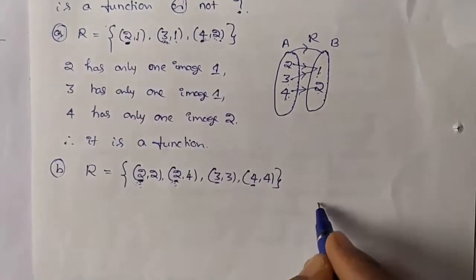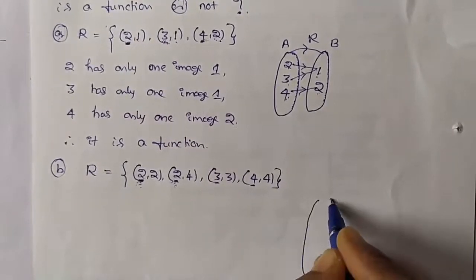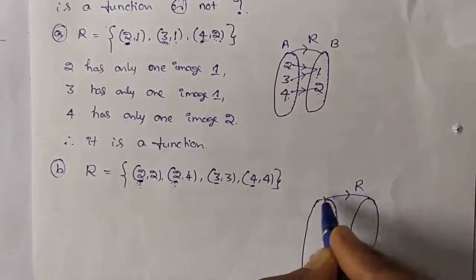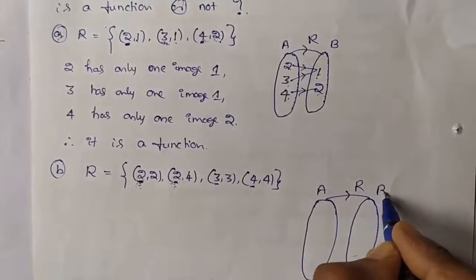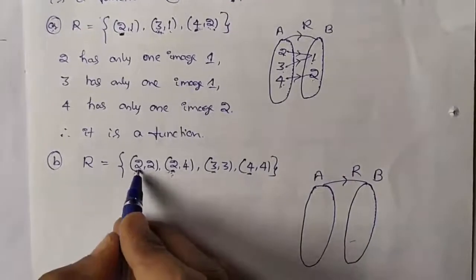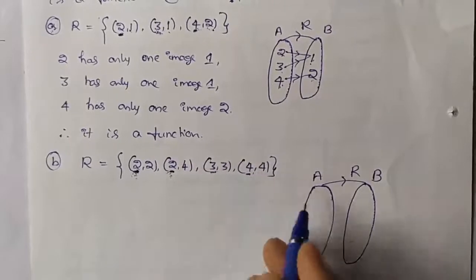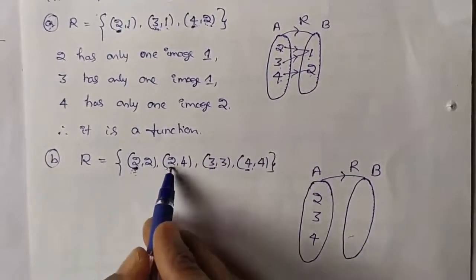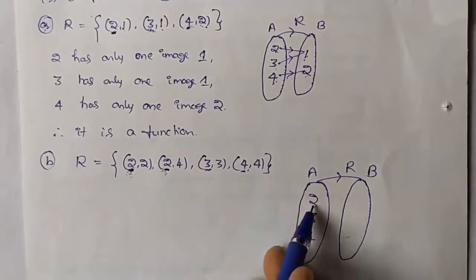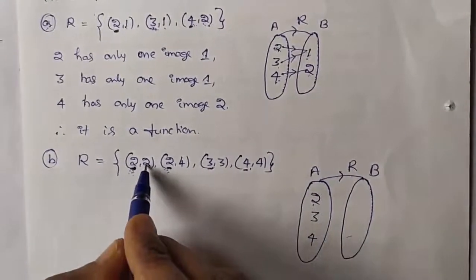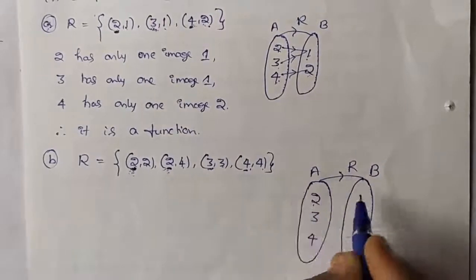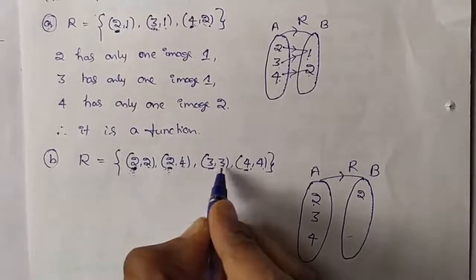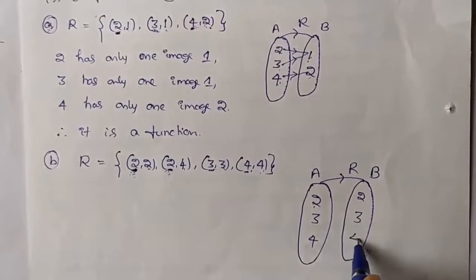Okay, let us represent this in an arrow diagram. It is a relation R. Let us call this set A and this set B. 2, 3, 4 only. We should not repeat the elements; we write only a single 2. Next, the second elements 2, 4, 3, 4 are nothing but 2, 3, 4 only.